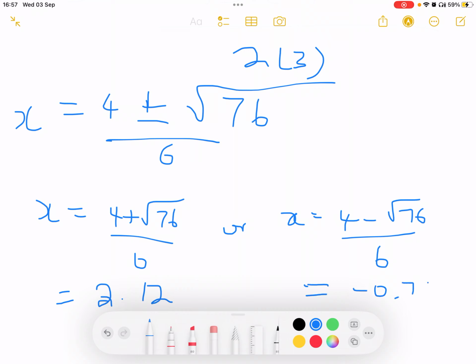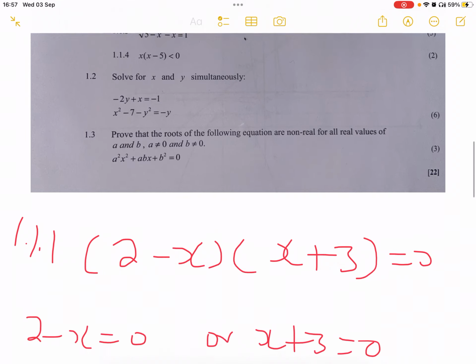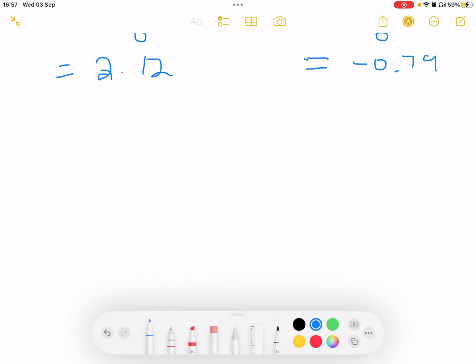Right, let's look at 1.1.3. It says the square root of 5 minus x, minus x, is equal to 1.